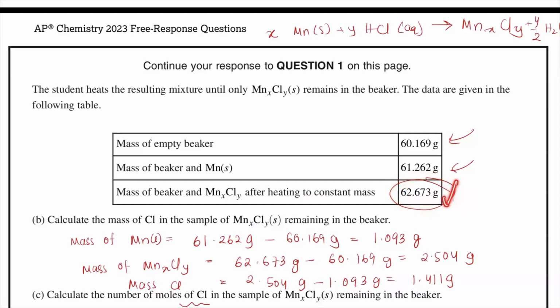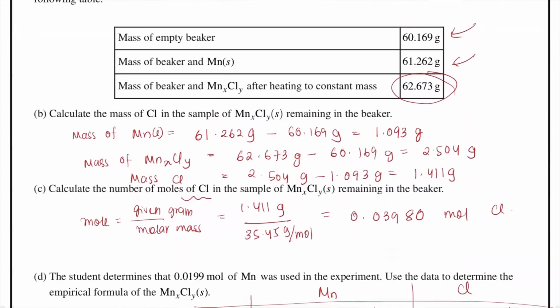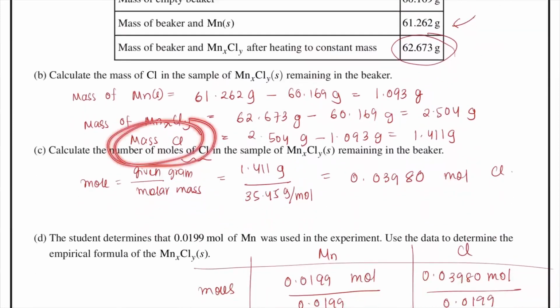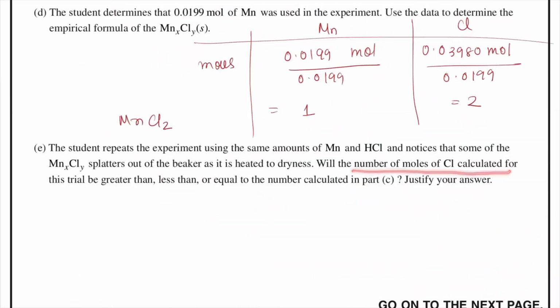So when this amount is lesser, the gram of Cl is also going to be less. And when the gram is going to be less, the number of moles of Cl is definitely going to be less. So that answers the question: the number of moles of Cl is actually going to be less if we couldn't preserve all the manganese chloride.